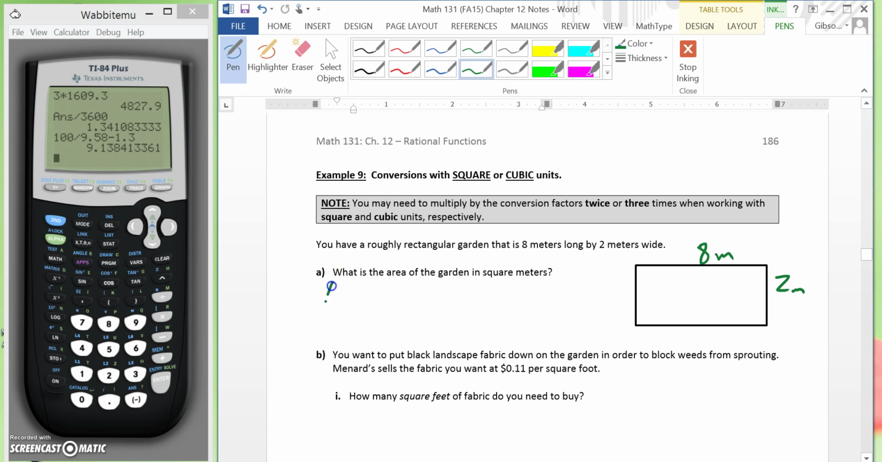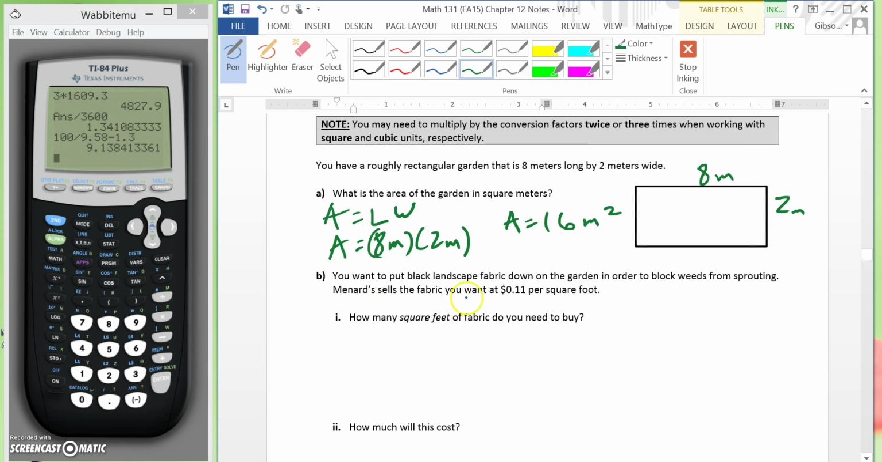So we would take area is equal to length times width. Area is equal to 8 meters times 2 meters. So the area is equal to 16 square meters. So that is your area. Now it says you want to put a black landscape fabric down on the garden in order to block weeds from sprouting. Menard sells the fabric you want at 11 cents per square foot. How many square feet of fabric do you need to buy?